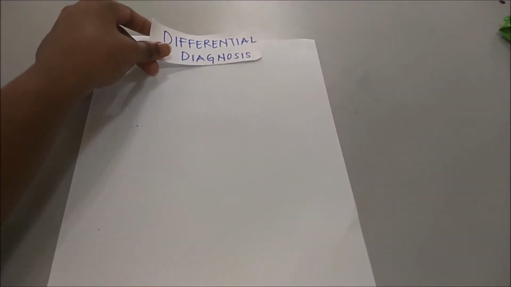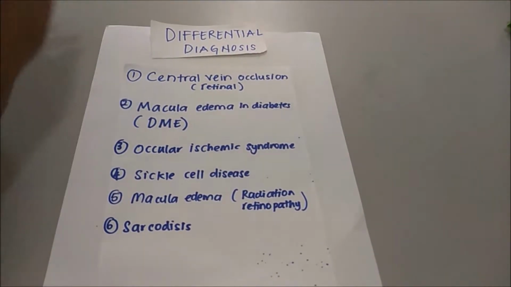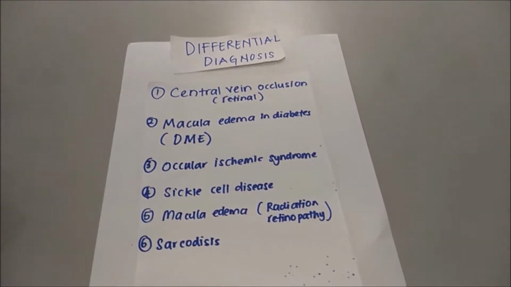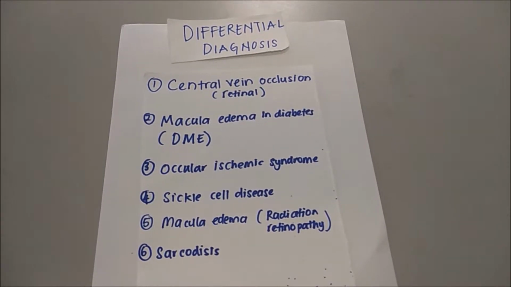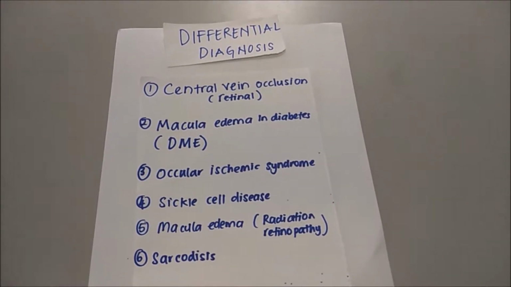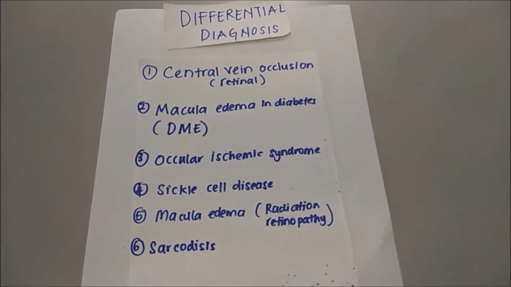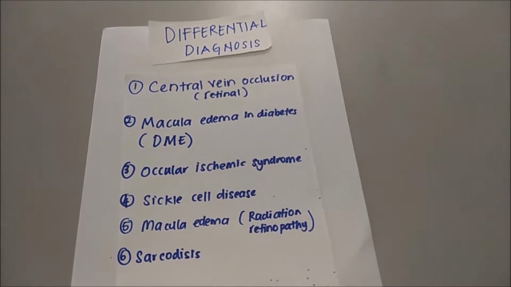The differential diagnoses are central retinal vein occlusion, macular edema in diabetes, also known as diabetic macular edema, ocular ischemic syndrome, sickle cell disease, and macular edema due to radiation therapy, with a history of radiation therapy, and finally sarcoidosis.